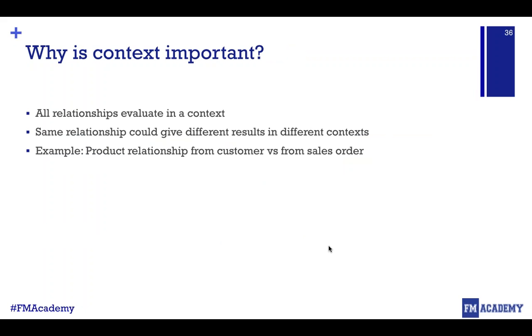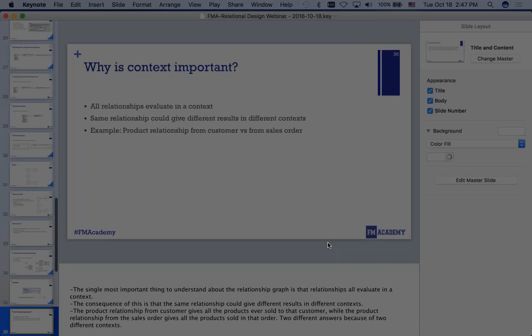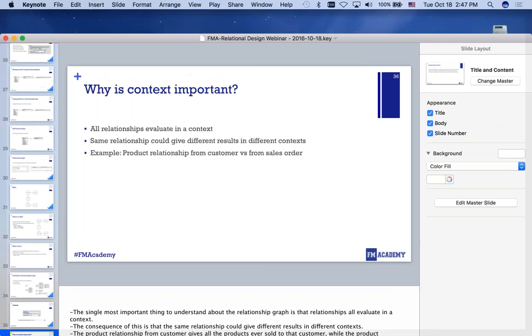Okay, so why is context important? As I mentioned before, all relationships evaluate in a context. And because of that, the same relationship, the same TO, could give different results in different contexts. An example of that is the product relationship being used in customer versus being used in sales order. So what does that mean?